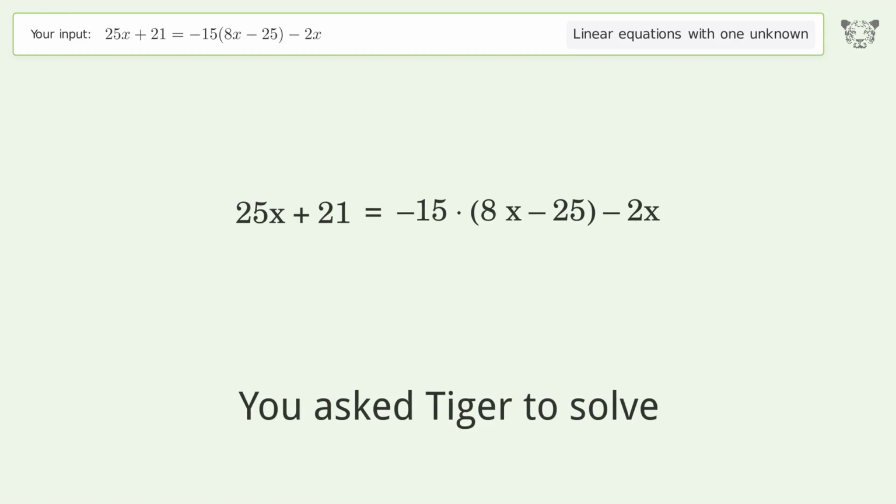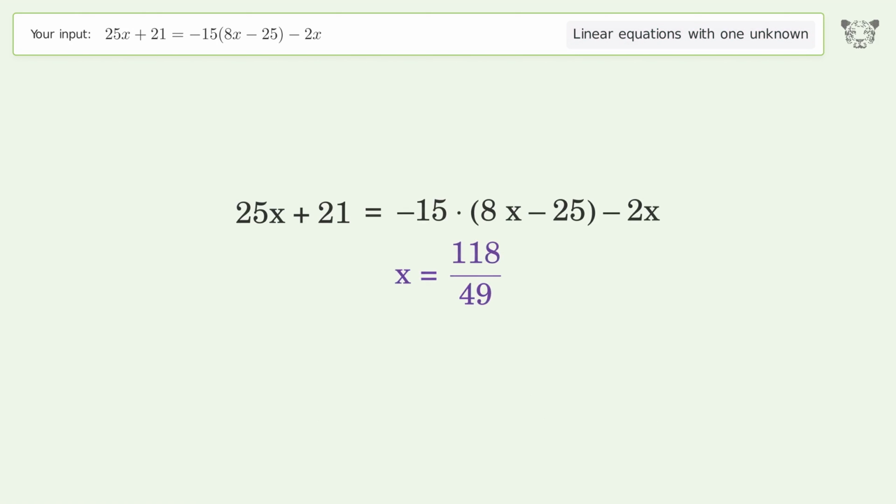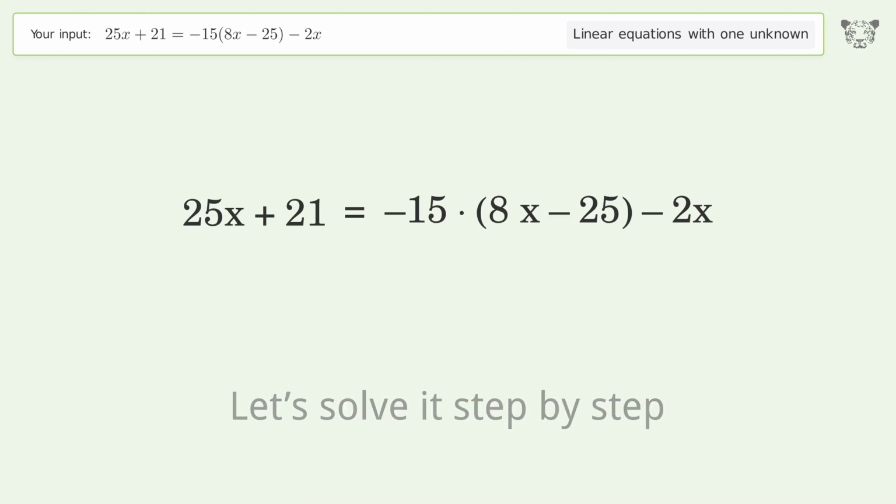You ask Tiger to solve this. It deals with linear equations with one unknown. The final result is x equals 1 18/49. Let's solve it step by step.